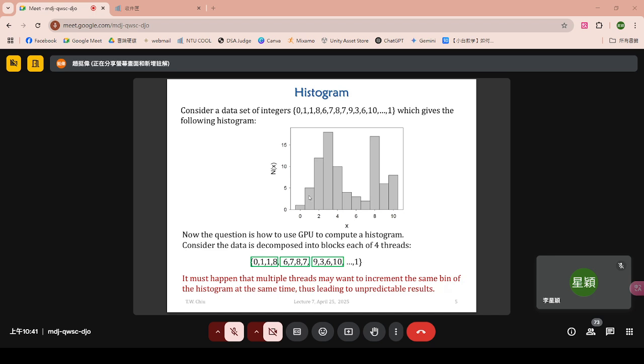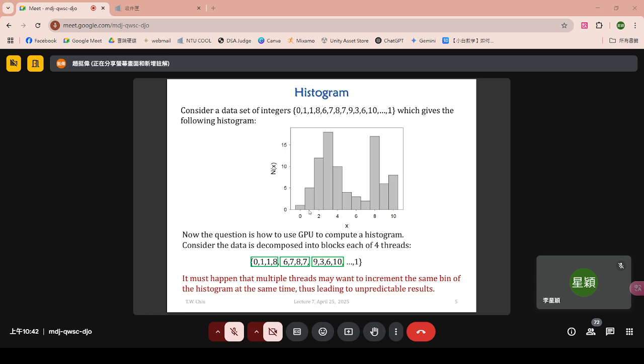But there's an uncertain result, because these 2 threads may access the data at the same time, so you cannot ensure the result that comes out is correct. If both of them try to access the same bin of the histogram, then we don't know what is going to happen.